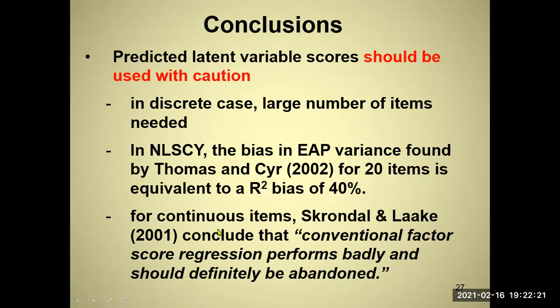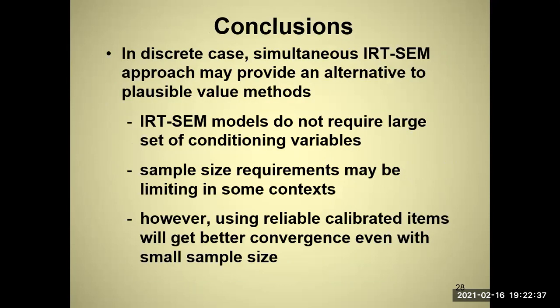For continuous items, at least at this point in time, in the earlier work, there may even be more exciting work done by Skrondal and Laake later, but they conclude that conventional factor score regression performs badly and should definitely be abandoned. So I think we fall very much in that idea. In the discrete case, the simultaneous IRT SEM approach may provide an alternative to plausible values. IRT SEM does not require a large set of conditioning variables, which are needed elsewhere.